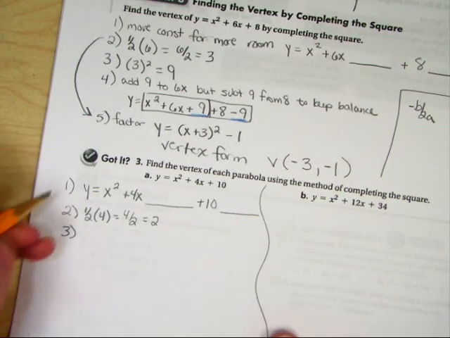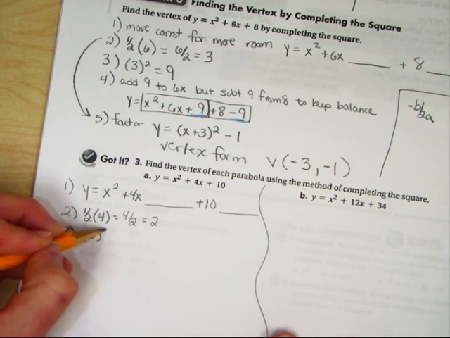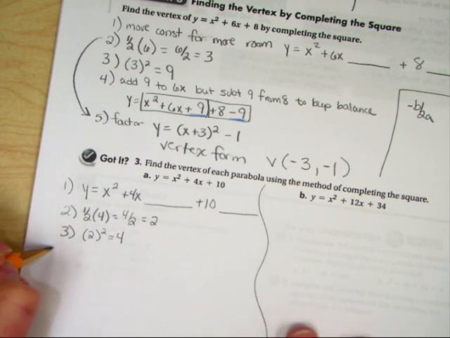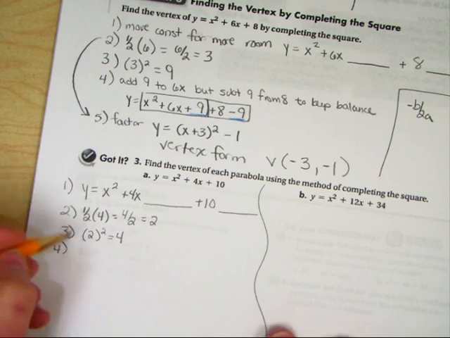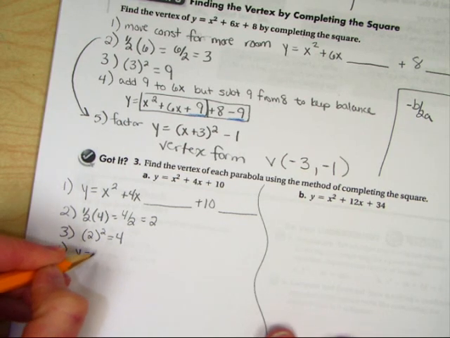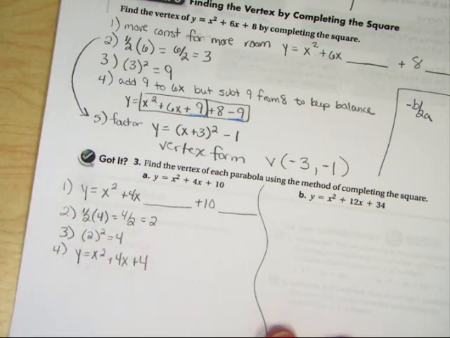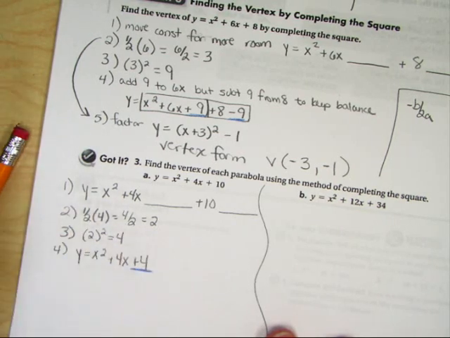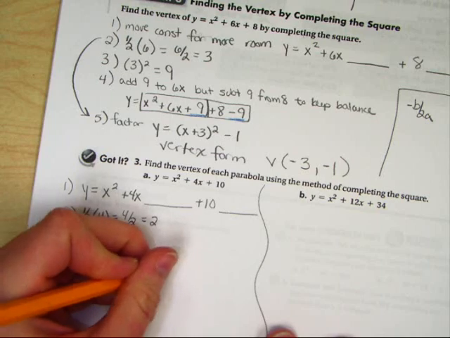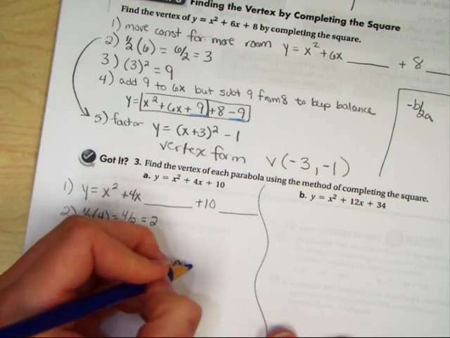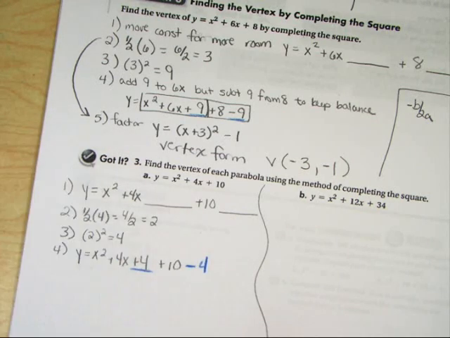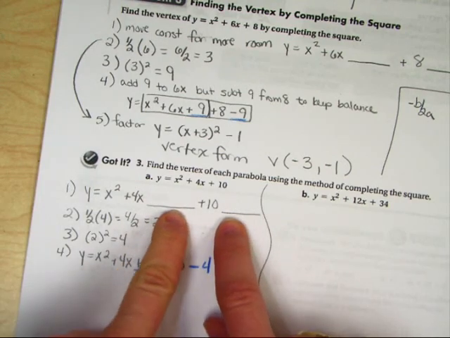Step 3, square that answer you just got, so you get a 4. Step 4, you're going to add it to 4x. See, I added it. And you're going to subtract it from the 10. And that's what filled in these blanks.